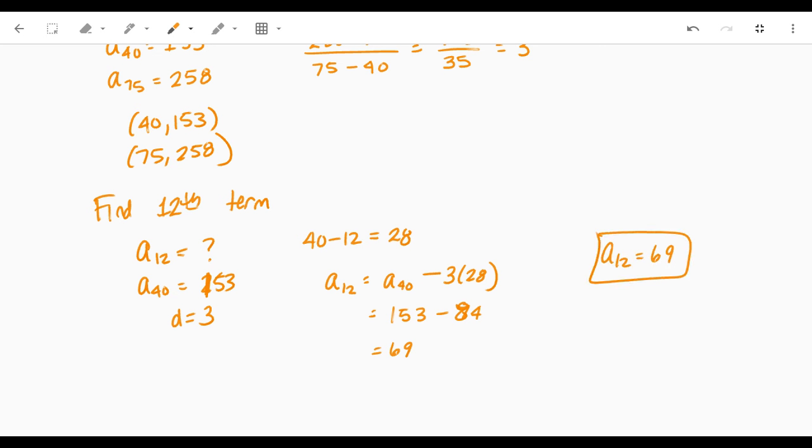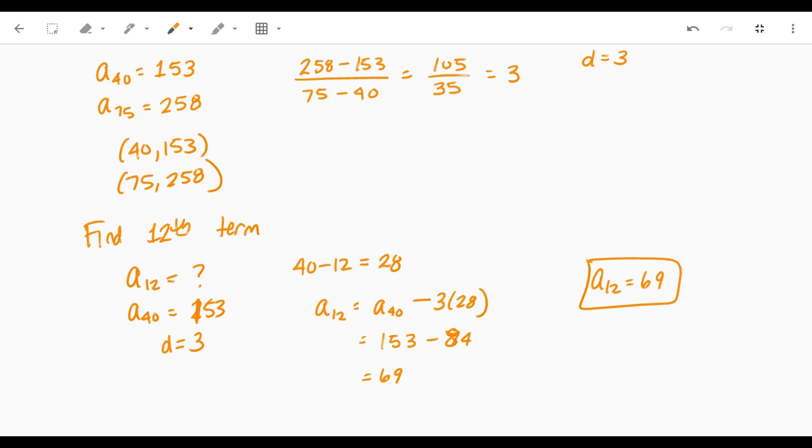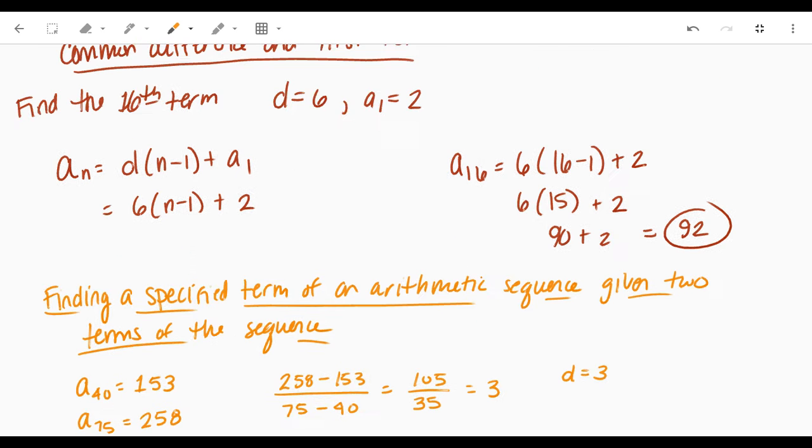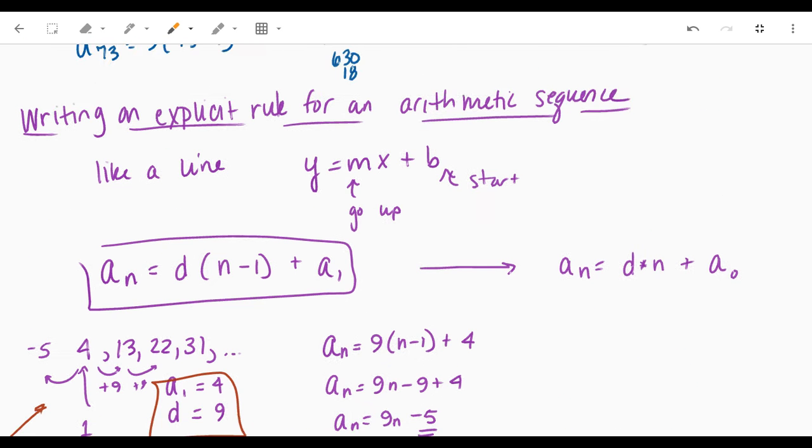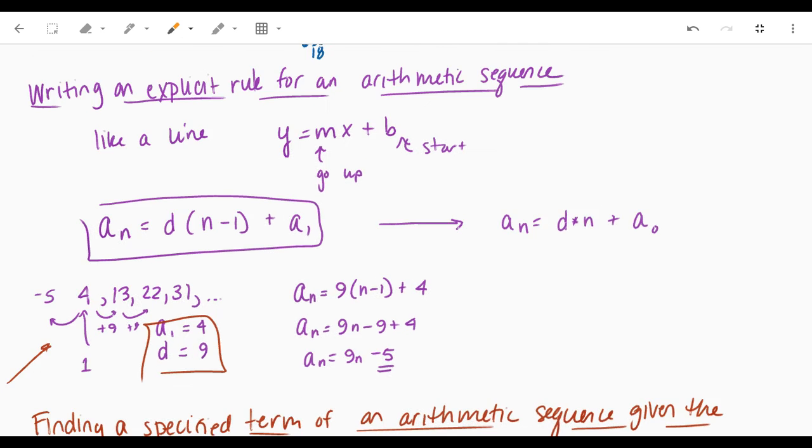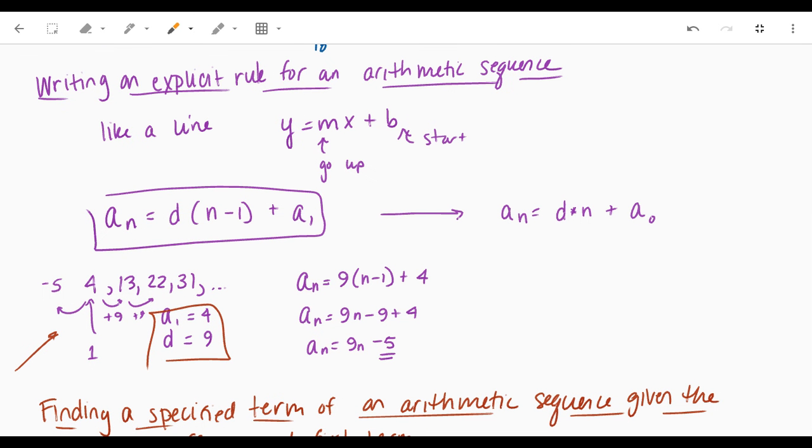Okay. All right, next. The next one is actually writing the rule. So we already did that one. Right up here, writing the explicit rule for an arithmetic sequence. And I'll just confirm they do want you to simplify it down to here.